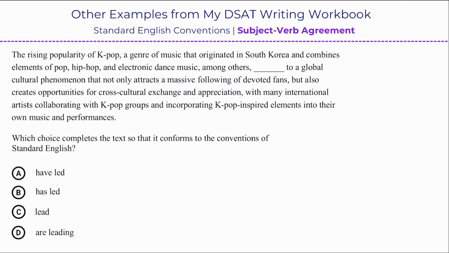So step number 1, take a glance at the answer choices. Do you notice the difference between a singular and a plural verb? We have as singular, as plural verb, have led, and has led as your singular verb. Lead and are leading are also plural verbs. As soon as you notice that difference between singular and plural verbs in your answer choices, then you know that one of the things you're being tested on is going to be subject-verb agreement. So your job is to read the sentence and find the subject of this verb.